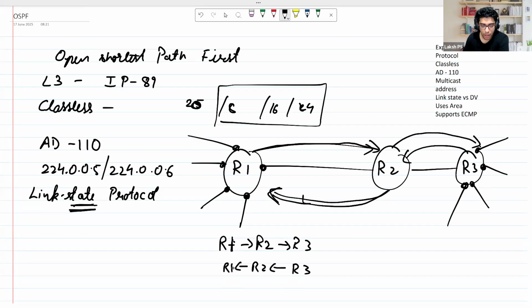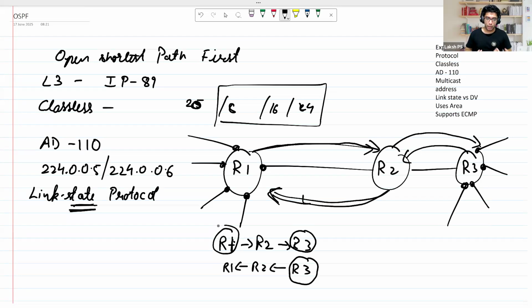Right. So R1 knows what links R3 is connected to. R3 also knows what links R1 is connected to. Right. So when all the routers are not directly connected, if you see here, R1 and R3 are not directly connected.